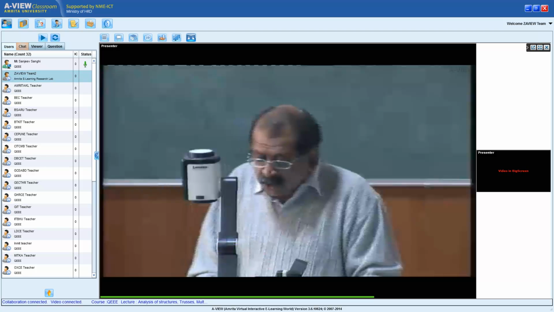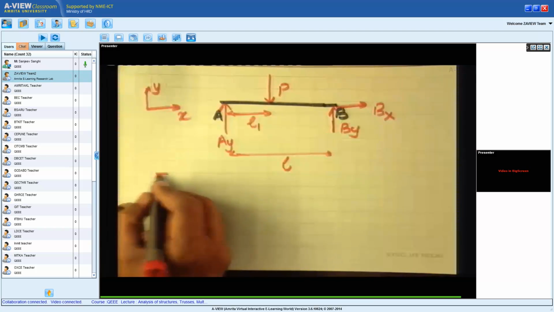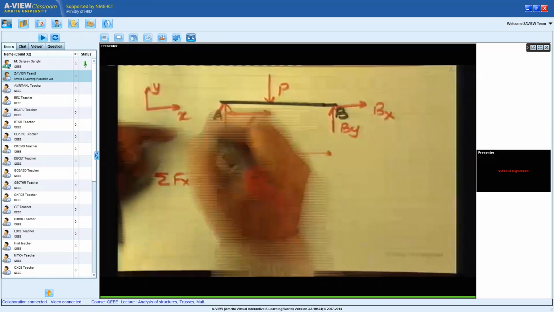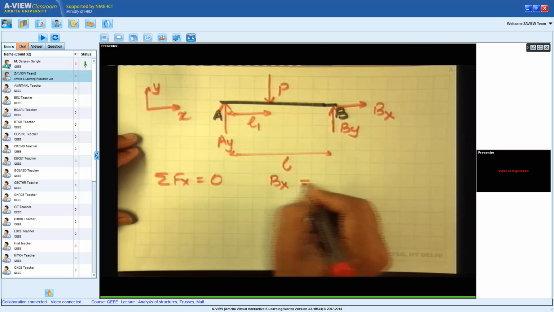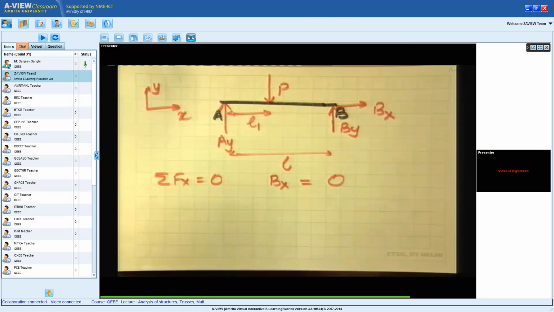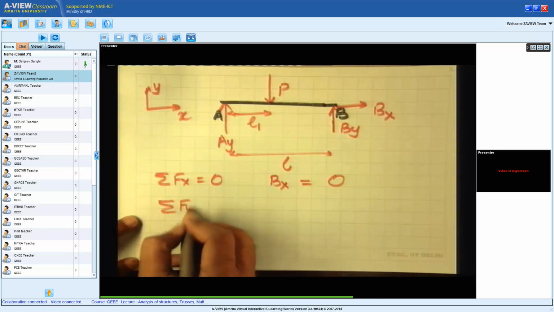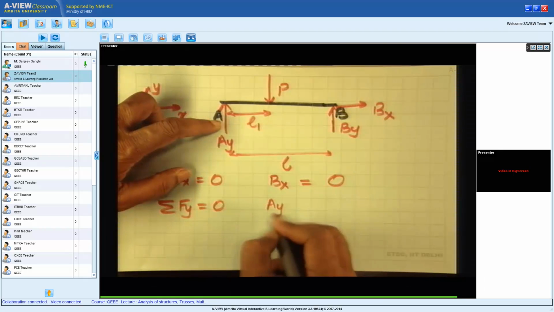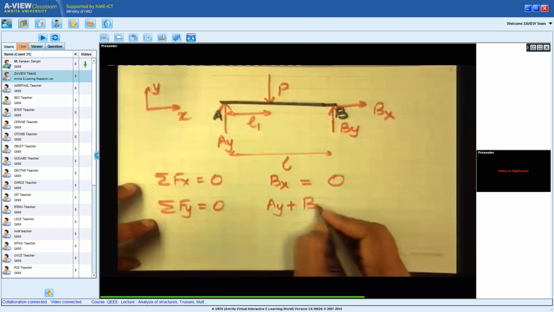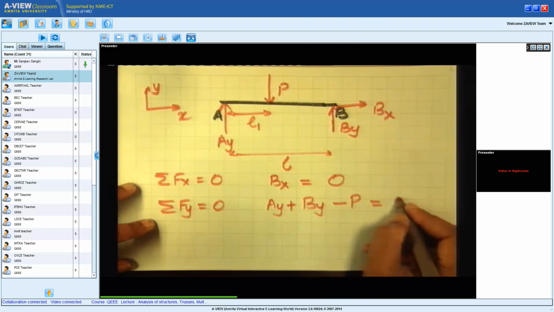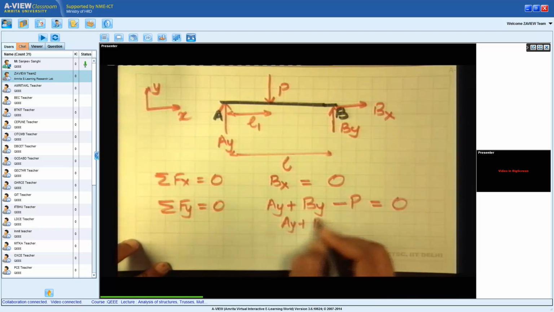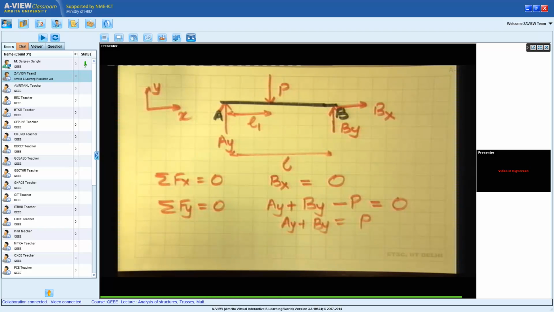So now to solve this, when I put sigma Fx is equal to 0, the only x force in this free body diagram is coming from Bx. So I get Bx is equal to 0. I put sigma Fy is equal to 0. So I will get Ay plus By minus P is equal to 0. So this gives me Ay plus By is equal to P. And the third equation I will get by taking moments.